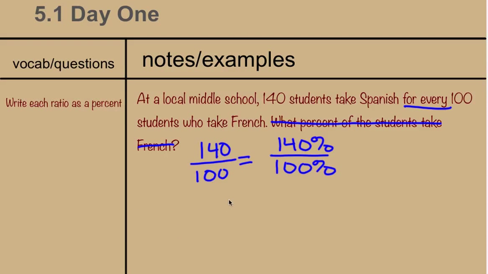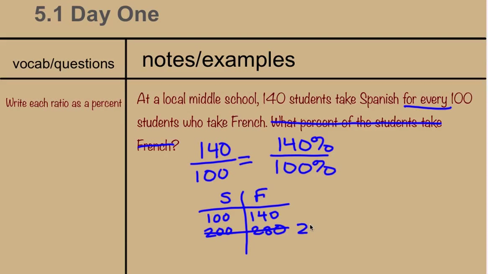And let's make a list here. If I was to make a table of Spanish and French, and you don't have to do this, but I'm just going to show you quick. If I had 100 students taking Spanish, I'd have 140 taking French. If I had 200 taking Spanish, I'd have 280 taking French. It's just showing me that whatever I have here, it's going to be 140% more taking it over here. It's going to be more than that. I did my math wrong here. But it's going to be more than that. So you just have to be careful. No, I did not. Okay, sorry about that.